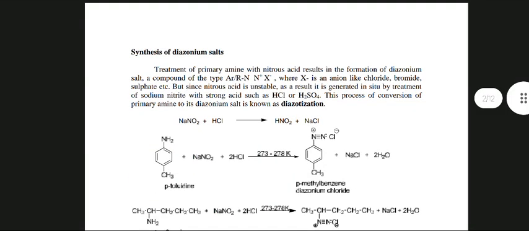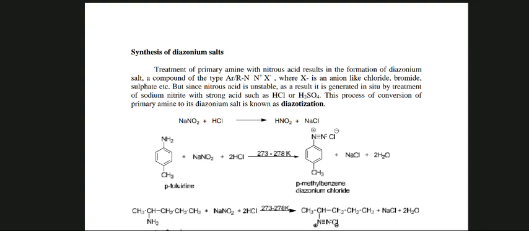Synthesis of benzene diazonium salts. Synthesis of diazonium salts. Treatment of primary amine with nitrous acid results in formation of diazonium salts, a compound of the type ArN2+X-, where X is an anion like chloride, bromide, sulfate, etc. But since nitrous acid is unstable, it is generated in situ by treatment of sodium nitrite with strong acids such as HCl or H2SO4.